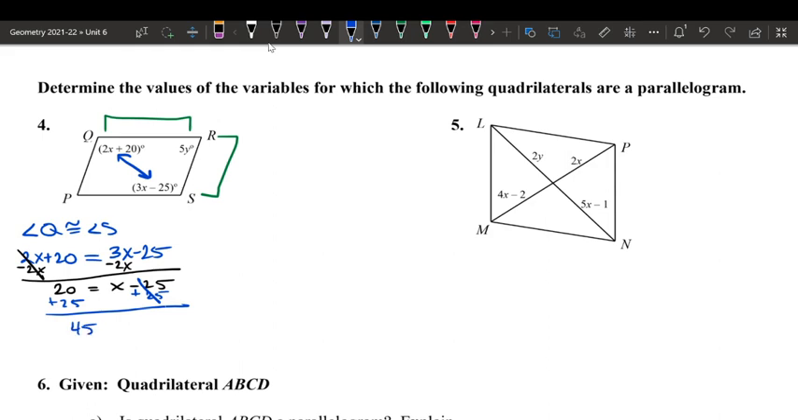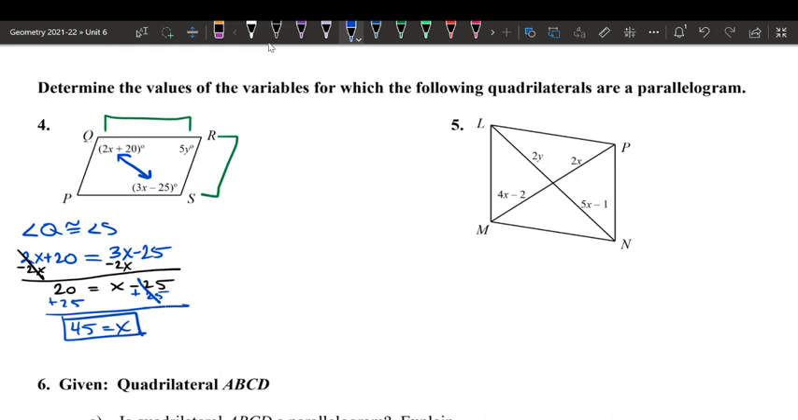So now I have 45 equals x. And this problem did ask me to find the variables, so I found one of them, x is 45. And now that I know what x is, I could plug it back into either one of those, it doesn't matter, and use the consecutive angles property to find the other one.